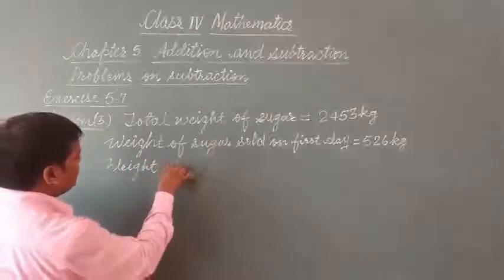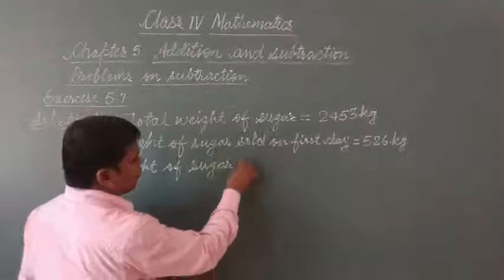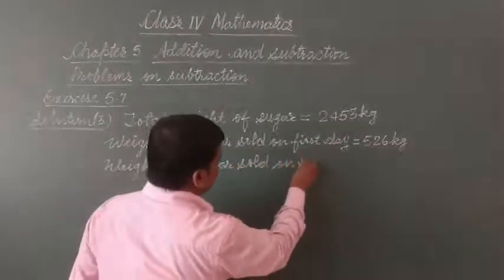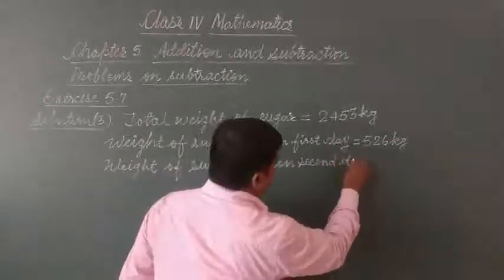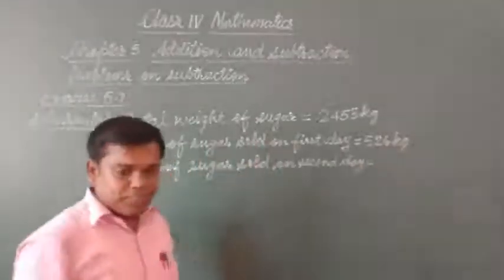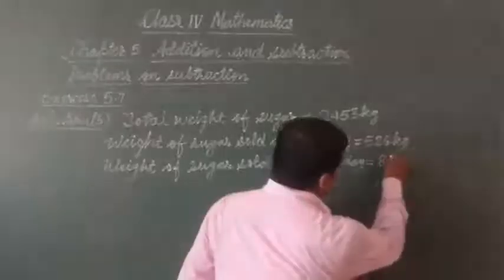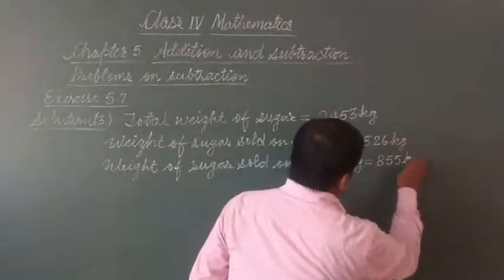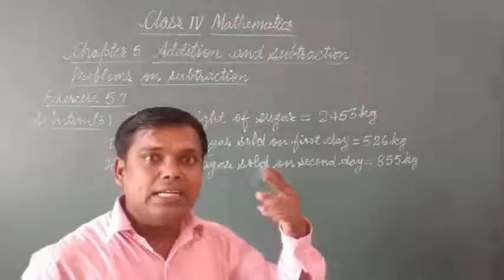And weight of sugar sold on second day, we write here, weight of sugar sold on second day, which is equal to 859 kg. 859 kg. So we will calculate here total weight of sugar sold in 2 days.